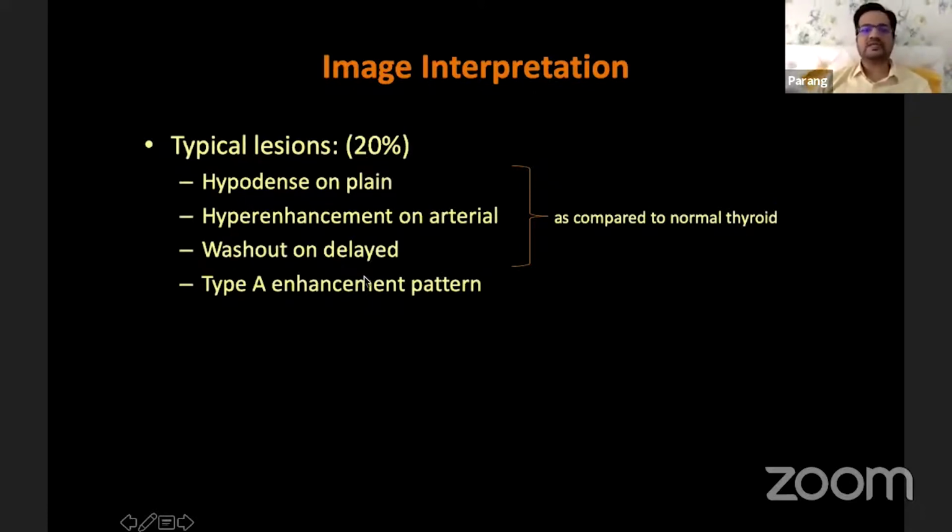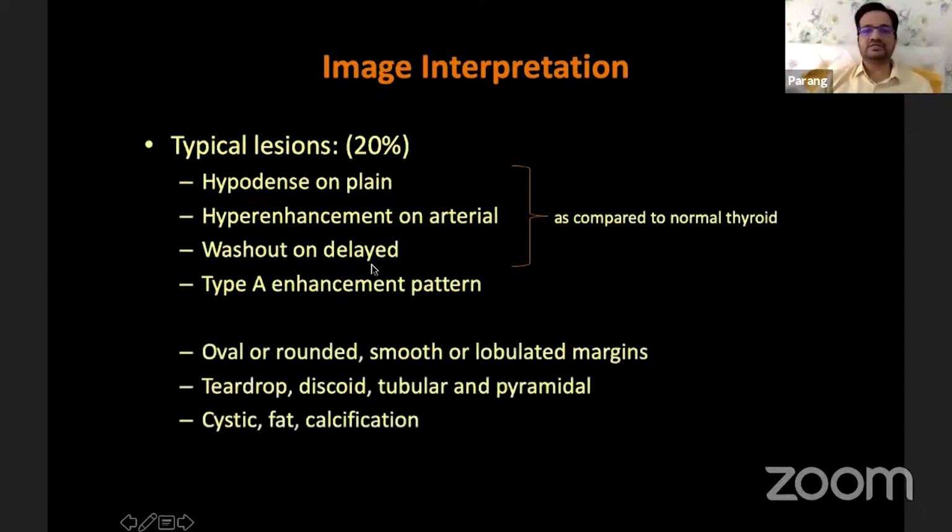Now, while this entire spectrum will be seen only in 20%, the rest are also not so significantly atypical as far as these characteristics are concerned. It may be iso-intense to isodense to the thyroid gland in the arterial phase. But in that case also you have the plain and delayed phase study telling you it is different from thyroid very clearly. Usually they are oval or rounded, but there can be various shapes like teardrop, discoid, tubular, etc. And lobulated margins is another finding that may help to differentiate from lymph nodes. Usually they show homogeneous enhancement, but you can have cystic changes, fat, and calcification also may sometimes be present, which especially should alert you to the possibility of carcinoma.